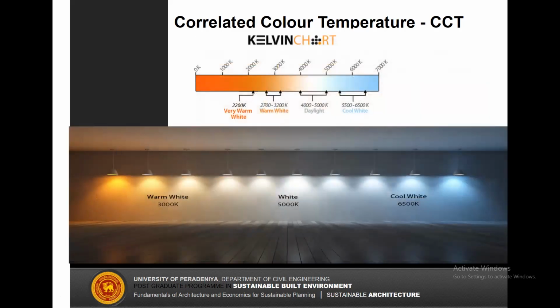So just remember, when they say warm white light, that means something like this, around 3000 Kelvin. A white light means about 5000 Kelvin, and cool light means about 6500 Kelvin. So this is the range of color of light. Correlated color temperature, CCT.